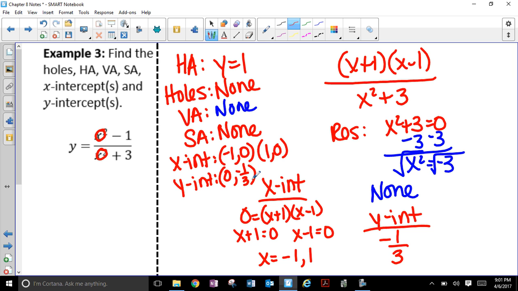Okay, so this one was special in that there were no restrictions. When you set x squared plus 3 equal to 0 and try and solve for x, you get an imaginary number, which you can't graph. So that's why there were no restrictions. So when there's no restrictions, that means you can't have holes or vertical asymptotes. You only can have holes and vertical asymptotes when you have restrictions. And the restrictions that end up getting canceled out, those are holes, and the restrictions that are left over after you get rid of your holes, those are the vertical asymptotes.